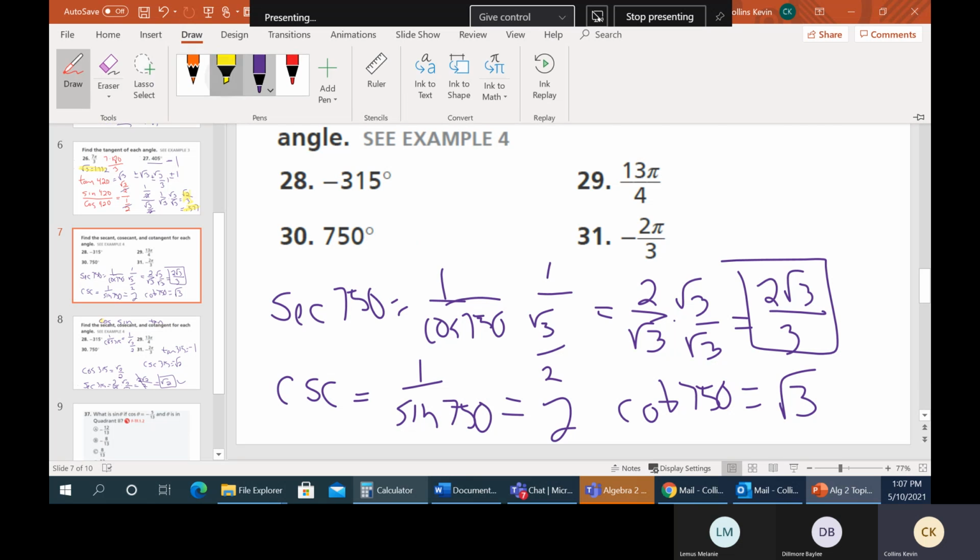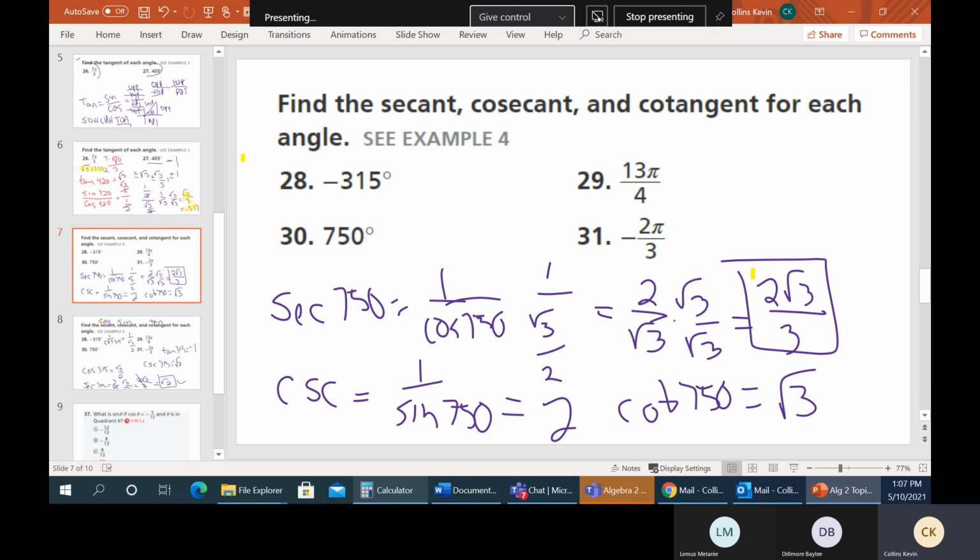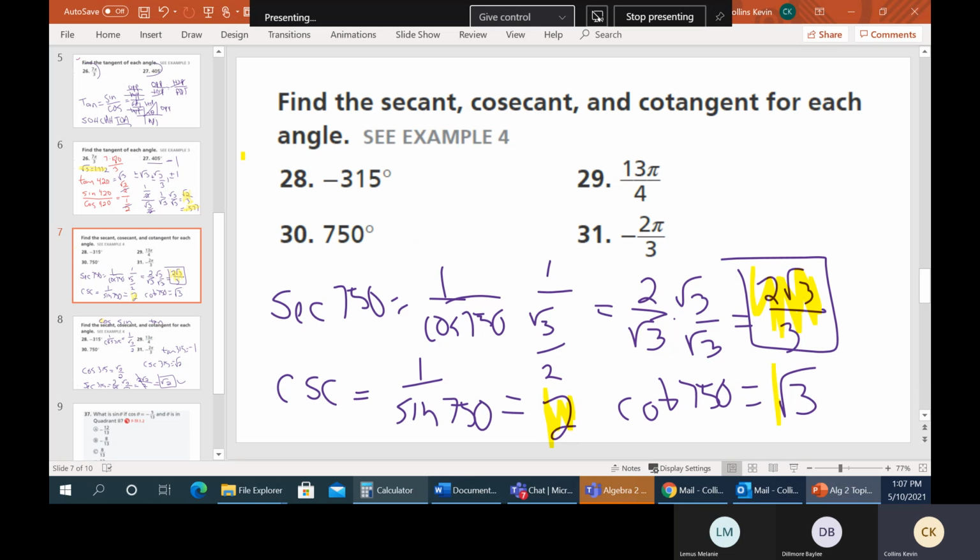So then for this one, secant of 750 is 2 square root of 3 over 3. Cosecant was a nice one. That was 2. And this guy was the square root of 3. So let me duplicate this. We'll try a couple more.